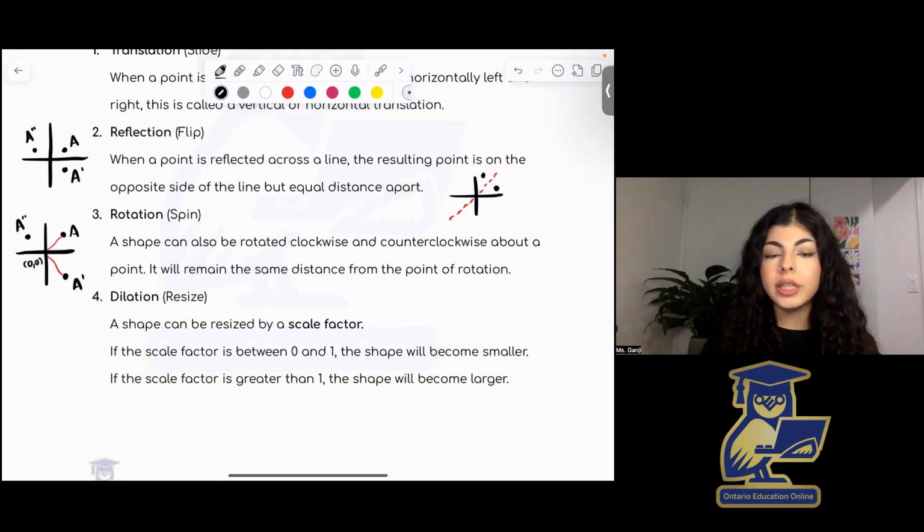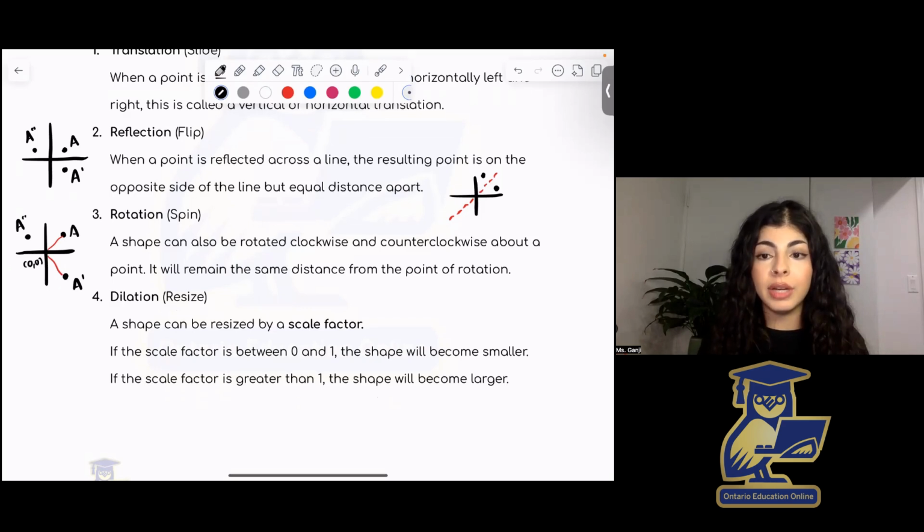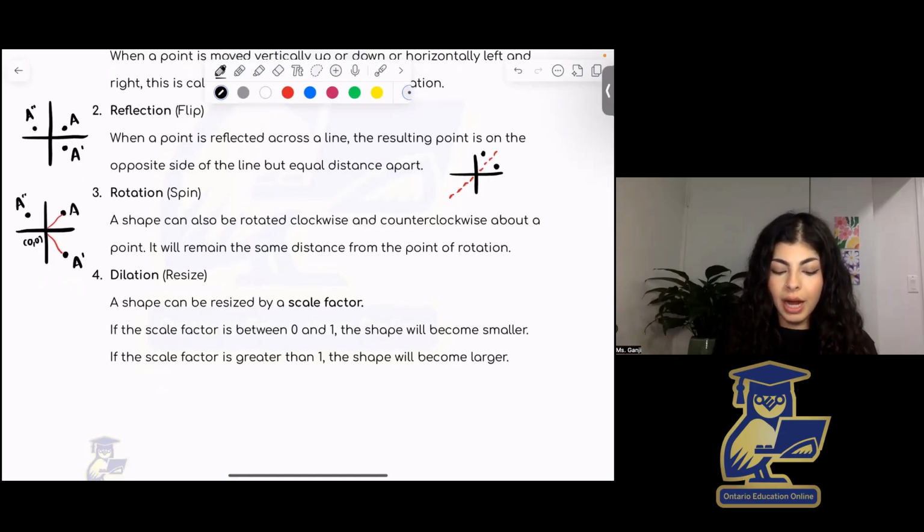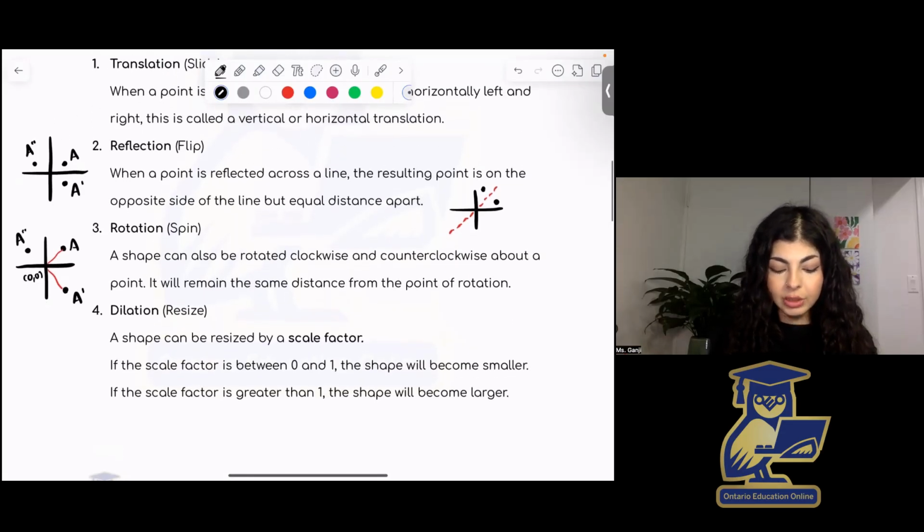So with rotation, it's important to have 3 key pieces of information. The point that you're rotating about, so the reference point, how many degrees. So typically, you might have seen 90, 180, 270 degrees in the past, but you can certainly be working with anything within the 0 to 360 range. And you need the direction, so clockwise and counterclockwise. And our last information for geometric transformations is dilation.